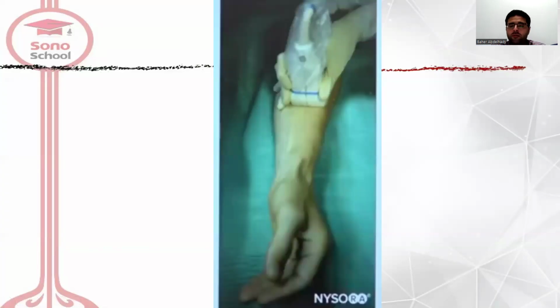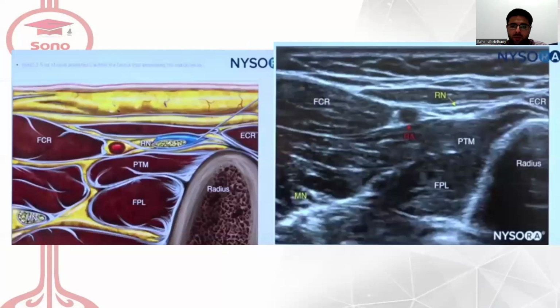If you decide to block the radial nerve, rotate the probe toward the radial bone. You will see this picture. On the left is where the needle must be put, with the local anesthetic surrounding the nerve, just beside the artery. Here is the sonoanatomy of the nerve and the artery above the radial bone.